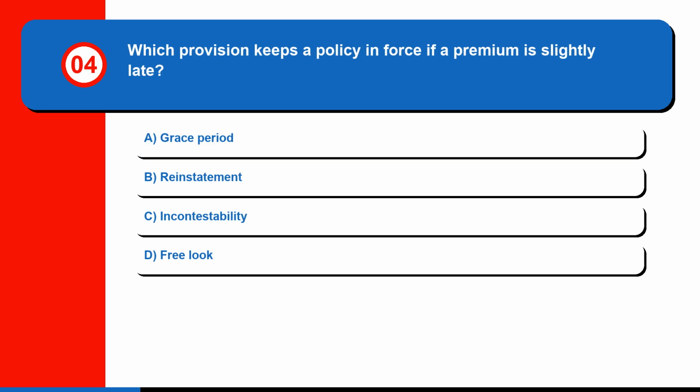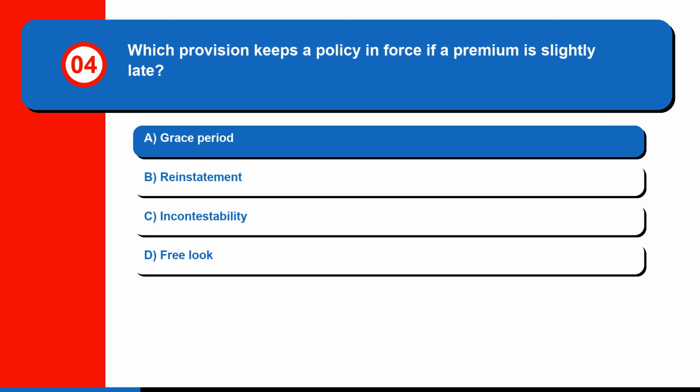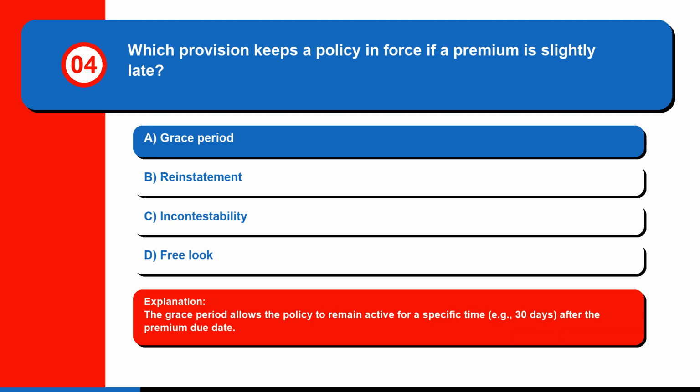Question 4. Which provision keeps a policy in force if a premium is slightly late? A. Grace period, B. Reinstatement, C. Incontestability, or D. Free look. The correct answer is A. Grace period. The grace period allows the policy to remain active for a specific time, example 30 days, after the premium due date.